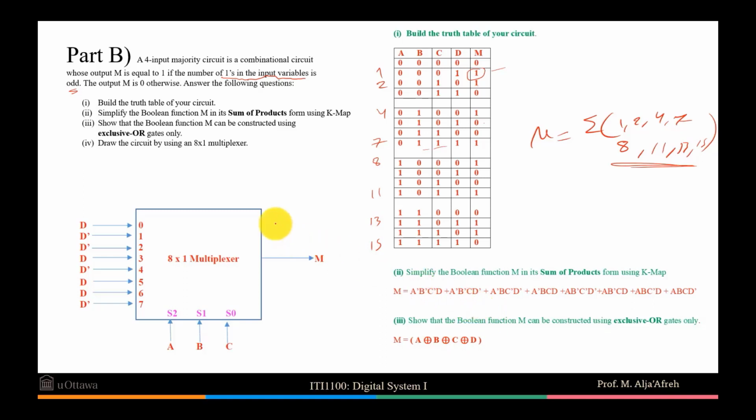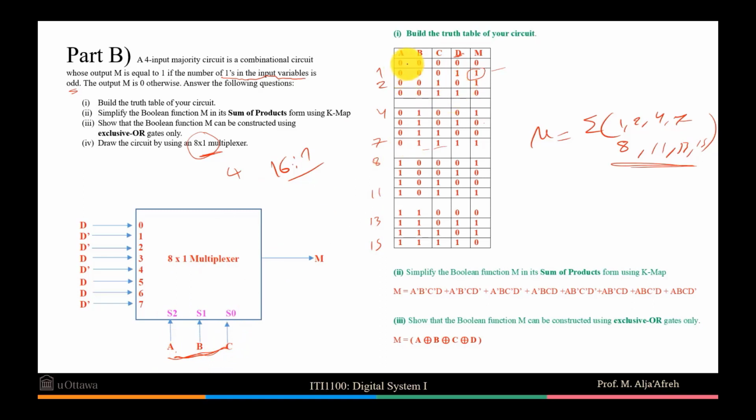Now draw the logic circuit using an 8 to 1 multiplexer. Even though we have 4 bits, and 4 bits requires a 16 to 1 multiplexer, the question is asking you to use an 8 to 1 multiplexer. So we have to find a relationship between the least significant bit D and the output, and use A, B, C as the selection bits. That's what we did here.